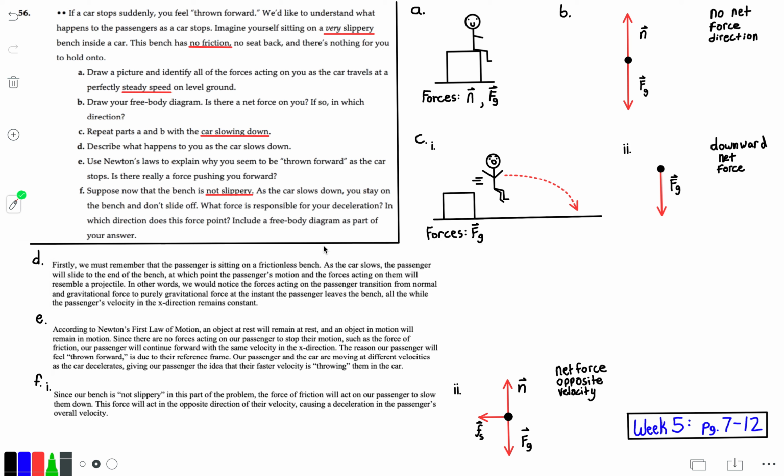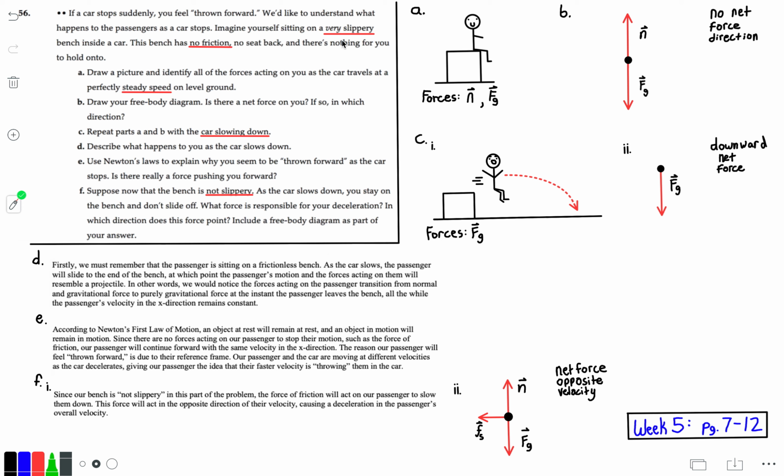All of this information is seen in the week 5 lecture, pages 7 to 12, which I found to be helpful. So if you have any questions throughout the video, I would recommend going back to that and taking a look. All right, so let's get into the problem.